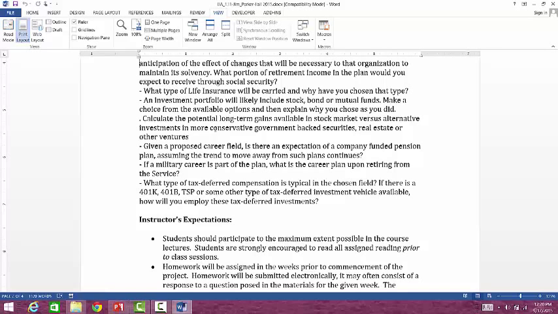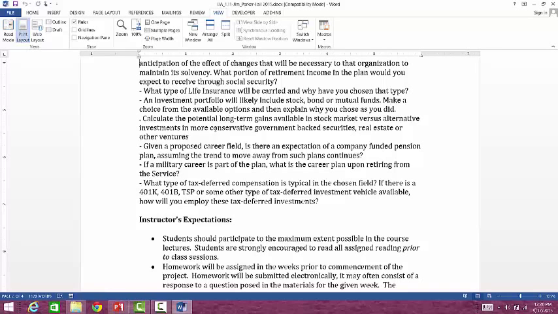Given a career field, expectation of a company pension, military, you're probably going to have some transition. What's your sort of plan B? And then 401k, again, that's typical, thrift savings, or these are all tax deferred type things.